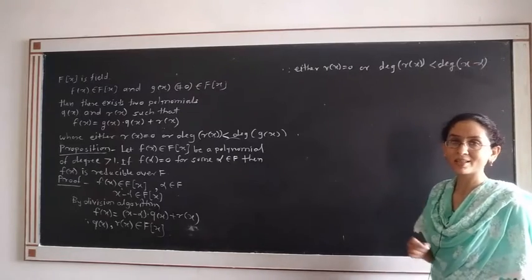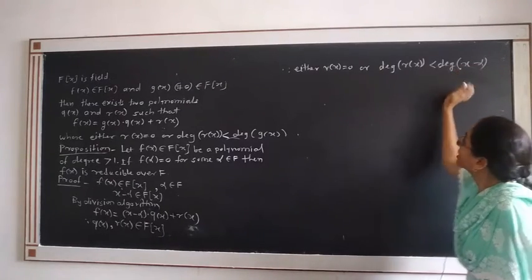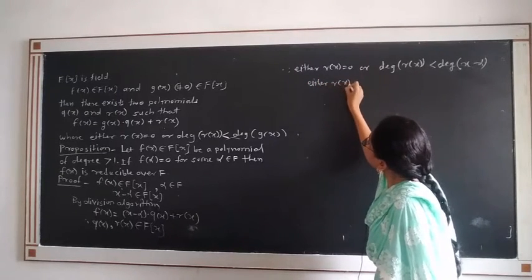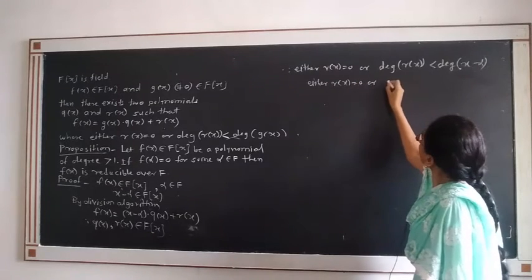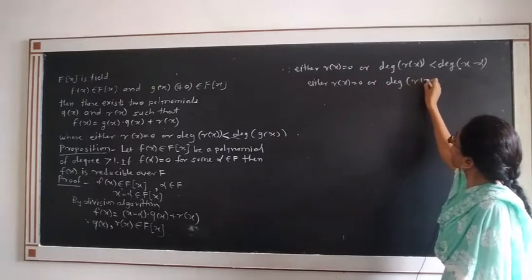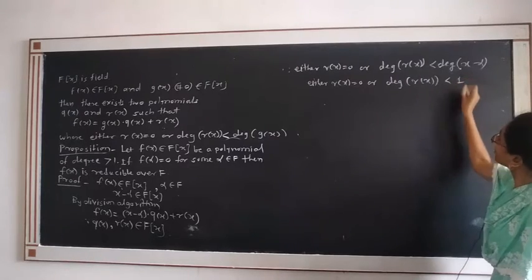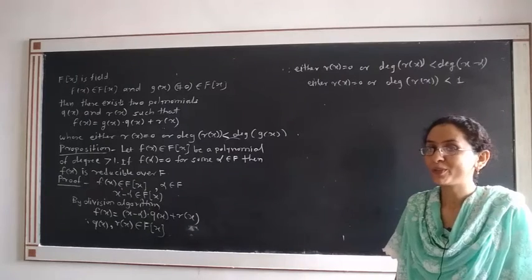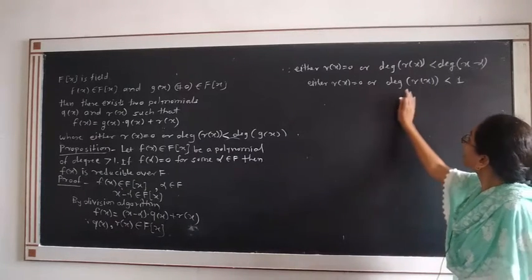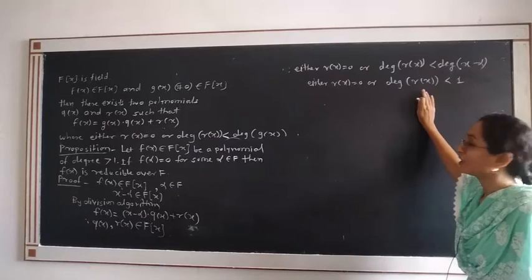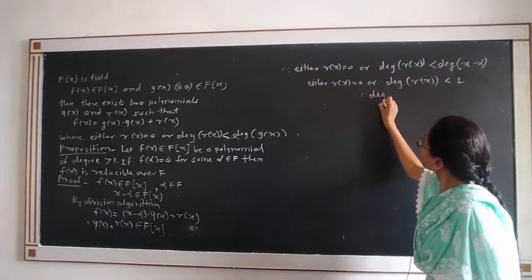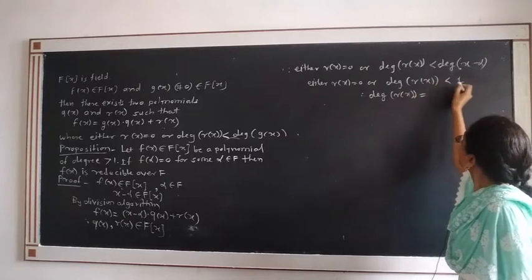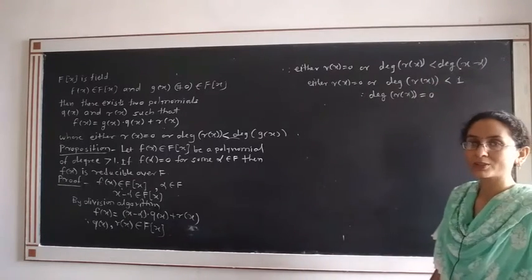You know the degree of x minus alpha. What is this degree? 1. Means either r(x) is equal to 0 or degree of the polynomial r(x) is strictly less than 1. But you know degree of the polynomial is always a non-negative number. Therefore, the degree of r(x) comes to be 0, which is strictly less than 1. Degree of r(x) is equal to 0.